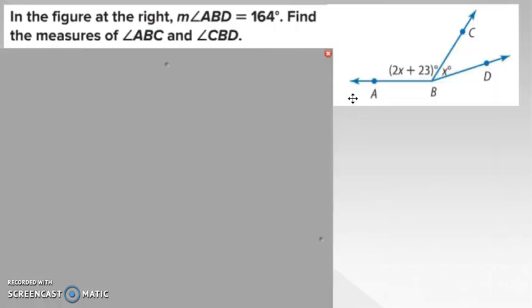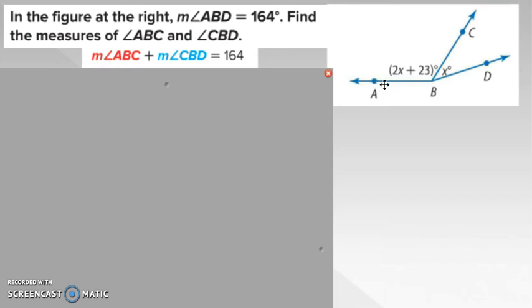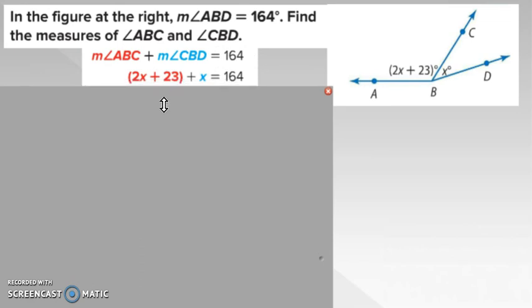In this example, we have angle ABD, this whole angle right here, is 164 degrees. We want to find the measures of angle ABC, which is part of the entire angle, and we want to find the measure of angle CBD, which is the other part of the angle. What we can do is set up an algebraic equation. We can take the measure of angle ABC and add it to the measure of angle CBD to give us the whole angle, which we know is 164 degrees.